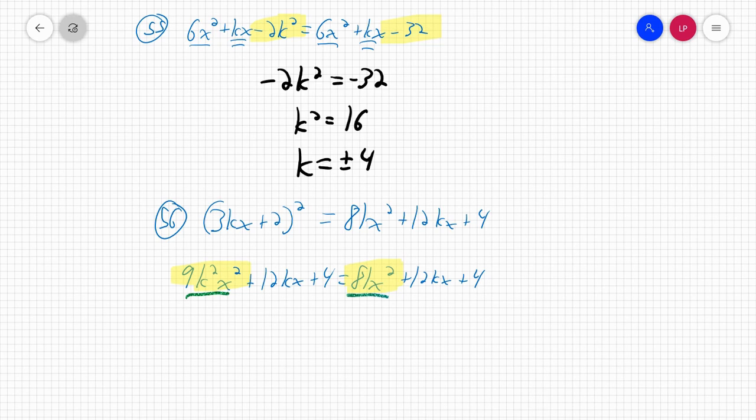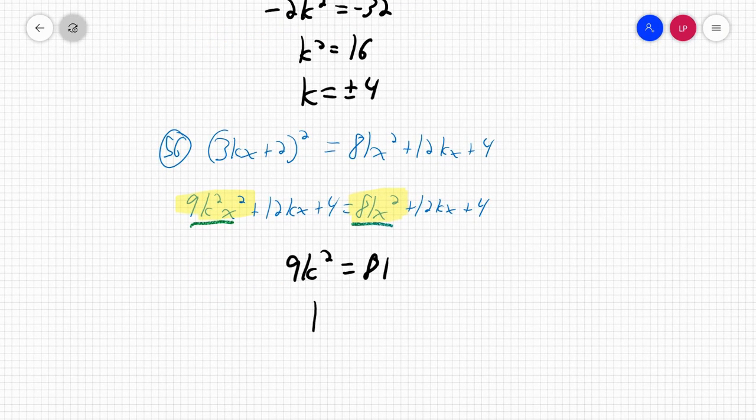Well, if those are equal to each other, that means that the 9k squared needs to be equal to 81. I can ignore the rest of it because it's already equal. I just need to worry about that part. If I divide both sides by 9 and then take the square root, I get k is equal to plus or minus 3. So I hope that helps with those.